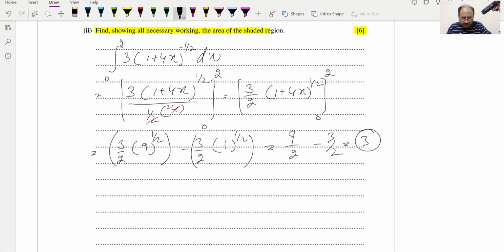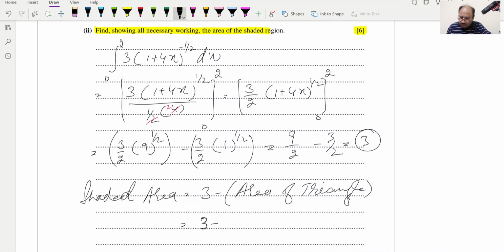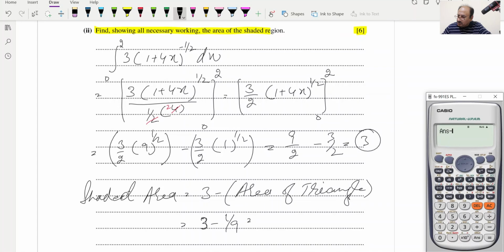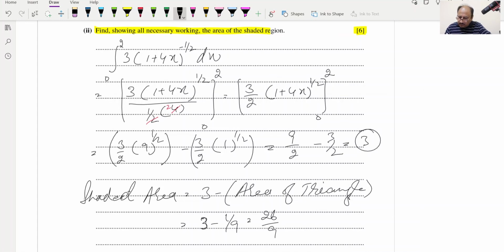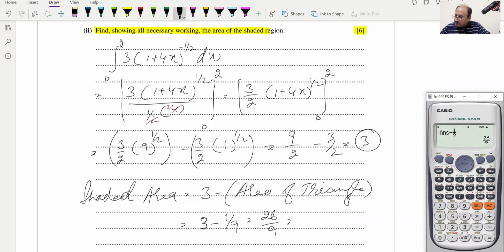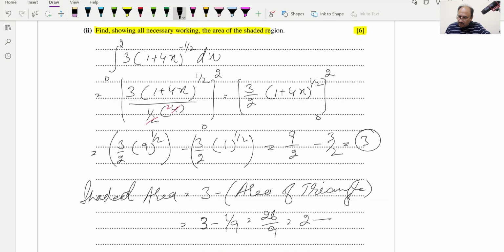We can now exclude that triangle area, so we can write shaded area is equal to 3 minus the area of the triangle, which is 1 over 9. This is equal to 26 by 9, but we have to give the mixed fraction, and this will be 2 whole 8 by 9, 2 whole 8 by 9, and this will be unit square because this is an area.